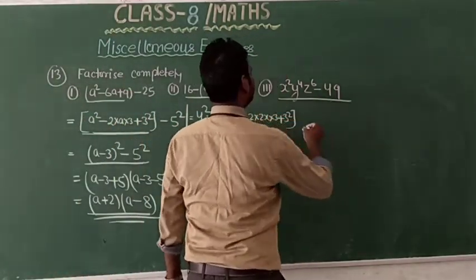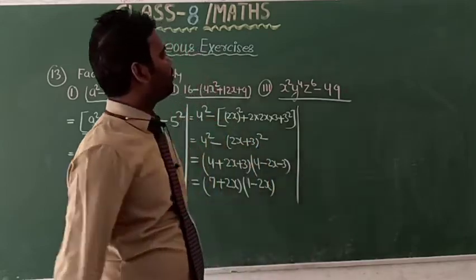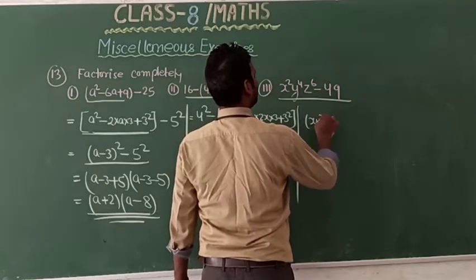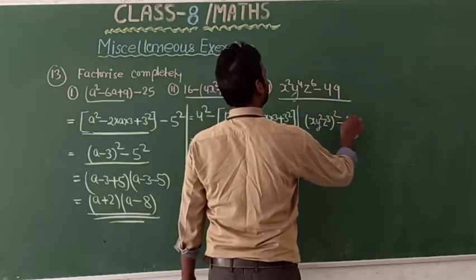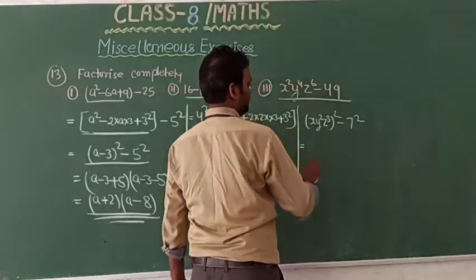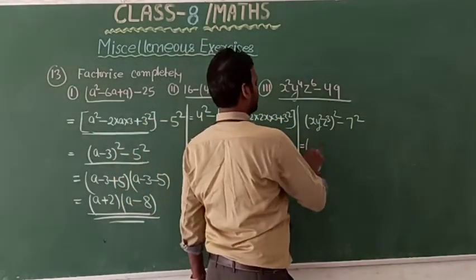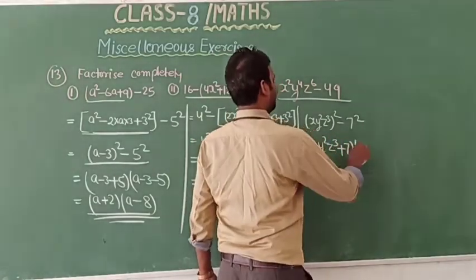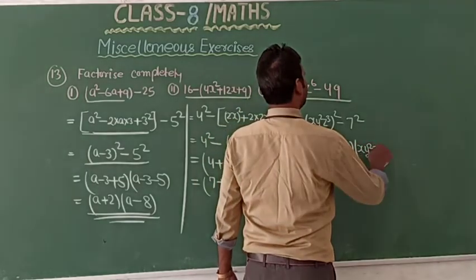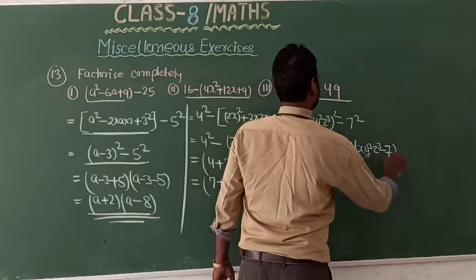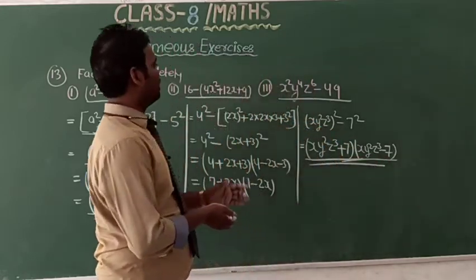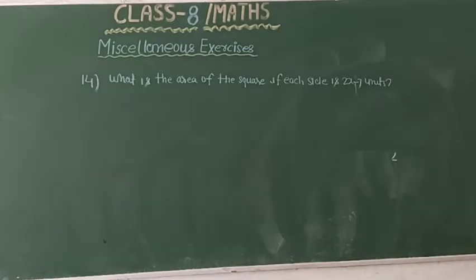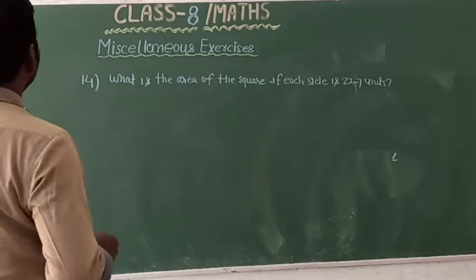This is x²y²z²/36 minus 49. So this is written as (xy²z/6)² minus 7². Now using the identity a² minus b², this becomes in one bracket xy²z/6 plus 7 and xy²z/6 minus 7. So this is the factor of the third part.